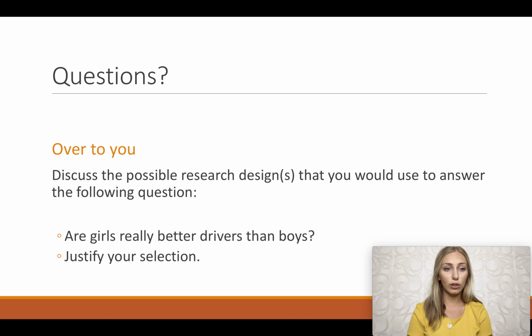Now, the last thing before class, I would like you to just look at this issue. So I'd like you to discuss the possible research designs that you would consider to answer the following question. The question that I'd like you to look at is, are girls really better drivers than boys? I'd like you to justify that selection. So looking at the three designs, which are experimental, quantitative, observational, and qualitative, what do you think would be best to use on the question, are girls really better drivers than boys?